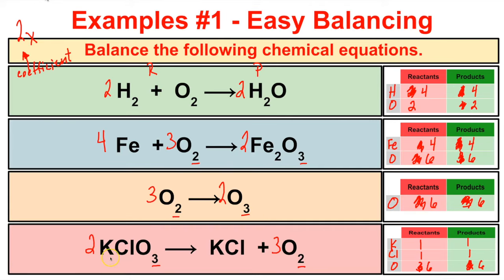However, if we take a look now, we have 2 potassiums and 2 chlorines on the left. And I only have 1 of potassium and 1 chlorine on the product side. So I'm going to have to come over here and put a 2 here. And now there are 2 potassiums and 2 chlorines on the product side. Alright, so those are some of the easier type of balancing chemical equation problems. Let's take a look at some medium level balancing equations.